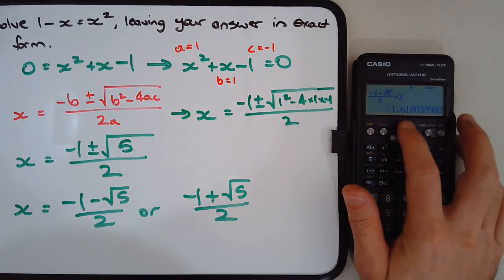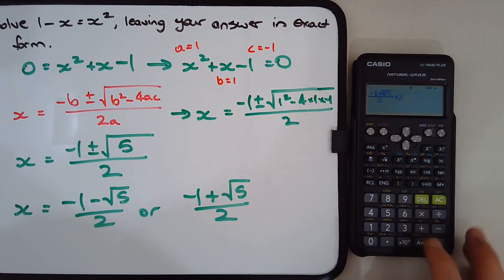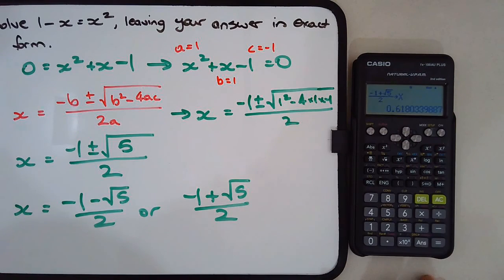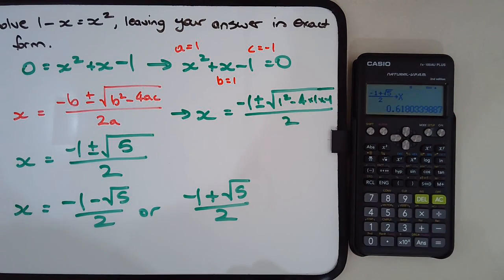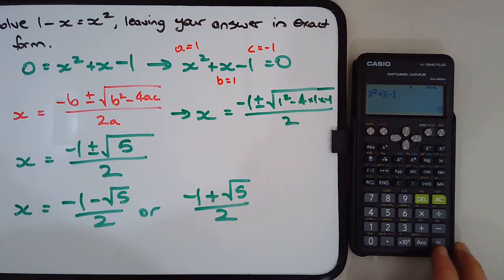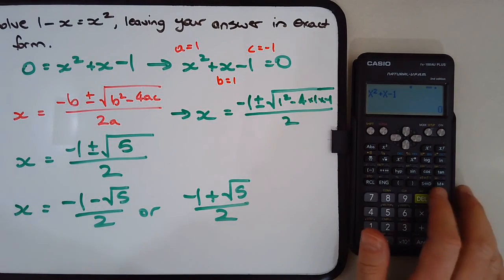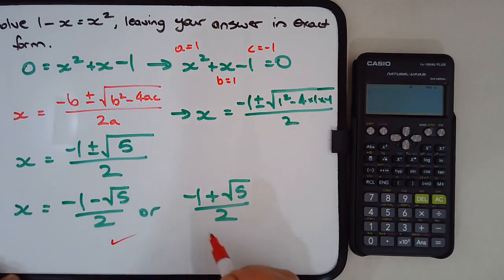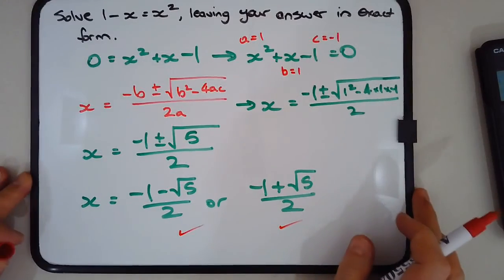And what about negative 1 plus root 5? Changing the minus to a plus there, pressing equals to commit that value into the variable x. Scroll back to our quadratic expression, x squared plus x minus 1. And we get 0 as well. So I think we're happy with both of those. And that's our answer in exact form.